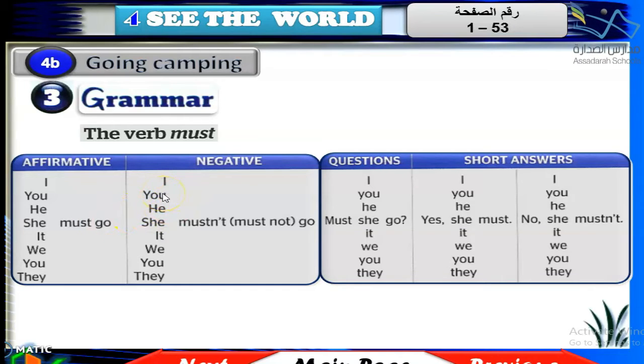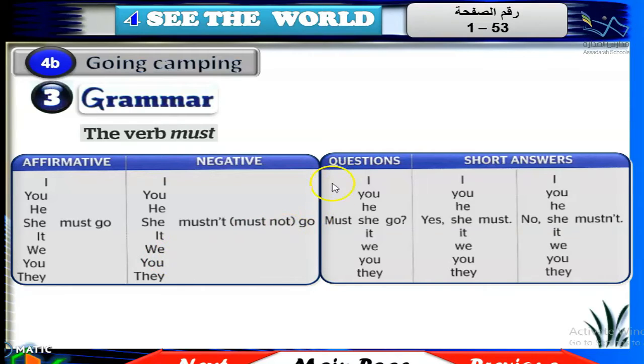In the negative, we keep the same personal pronouns and mustn't, which is the short form of must not. Must becomes mustn't. So we can say I mustn't go, she mustn't go, you plural mustn't go, etc.